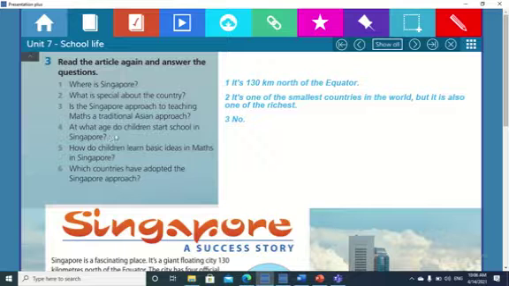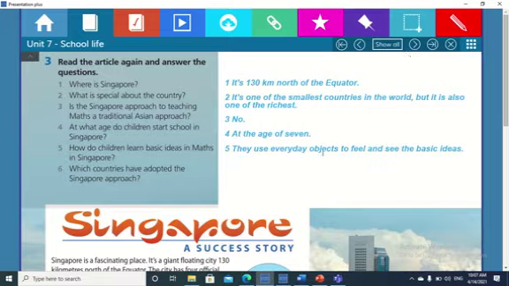At what age do children start school in Singapore? Of course, it's clear it's at the age of 7. How do children learn basic ideas in maths in Singapore? What is their special way, their special approach? They use everyday objects to feel and see the basic ideas, like beans, like fruit, like cubes. By building, they learn addition and different basic ideas in maths.